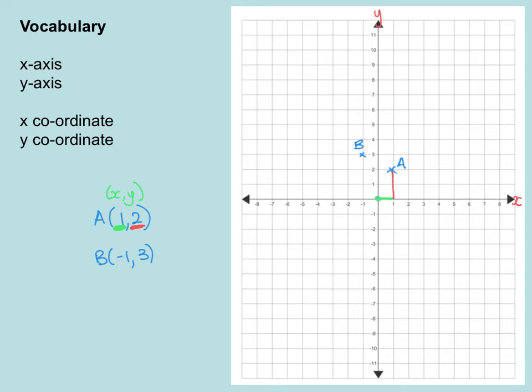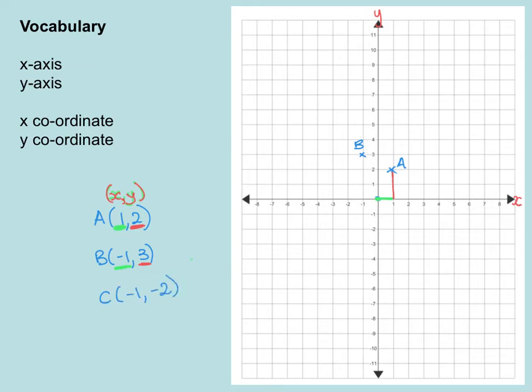And the same when we're looking at B. The -1 is the x coordinate, and the 3 is the y coordinate. The first number is always the x and the second number is always the y. Just put the letters in alphabetical order. X comes before y in the alphabet. Let's try plotting a couple more points.